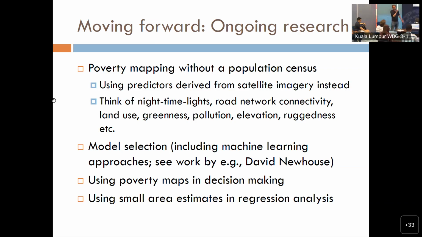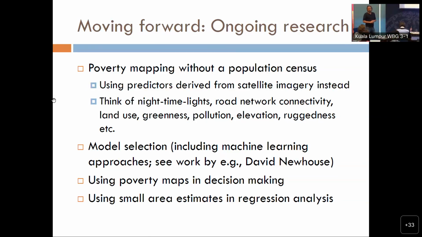Now it's much faster, but in those days, by the time your poverty map comes out, it may be 3 years after the data was already collected, right? So it's almost outdated as of the day you launch your report, right? So population census data has a lot of strengths, obviously, but it has some limitations as well.